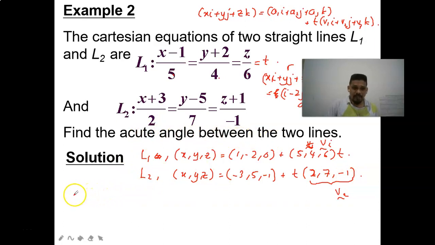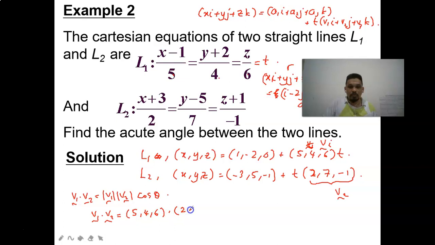So now, using the dot product, V1 dot V2 equal to modulus of V1 times modulus of V2 cos theta. So we're going to find out V1 dot V2. V1 dot V2 equal to, between 5, 4, and 6 dot with 2, 7, negative 1. 5 times 2 equal to 10 plus 4 times 7 equal to 28 plus 6 times negative 1 equal to negative 6. And 10 plus 28 is 38 minus 6, 32.